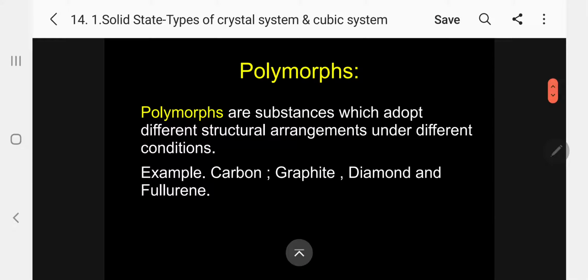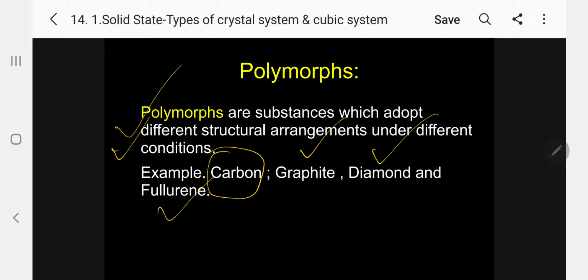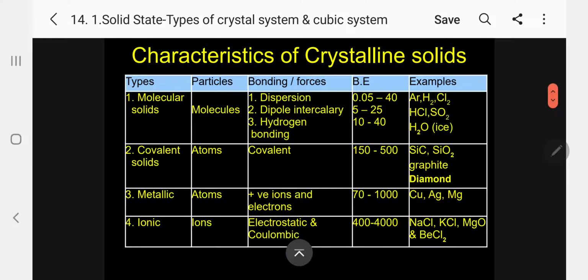Under this I have to specify polymorphs. Polymorphs are substances which adopt different structural arrangements under different conditions. Example, carbon. Carbon shows graphite, diamond, and fullerene as the corresponding polymorphs. Please follow. Different crystalline shapes. Coming to the characteristics of crystalline solids, this is the most important. Please memorize the particles and examples. It is necessary that you memorize them.